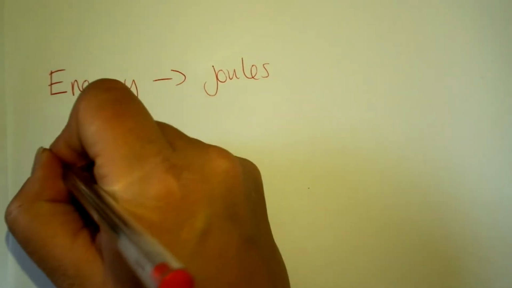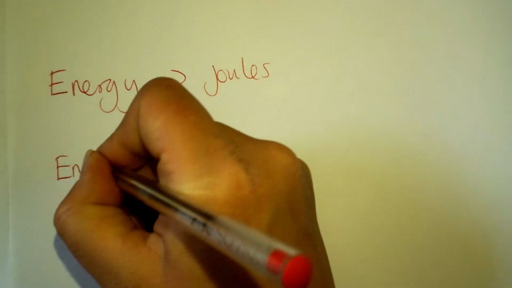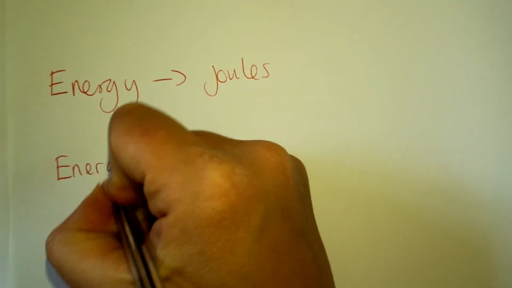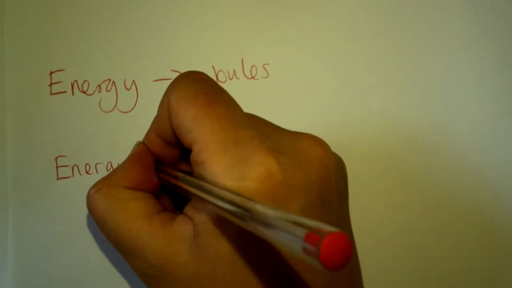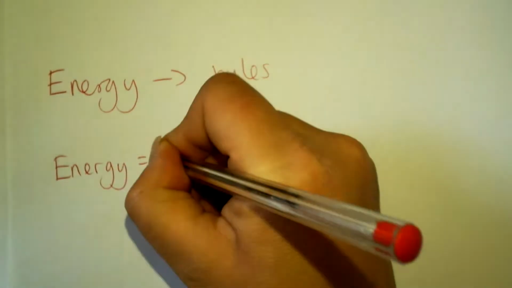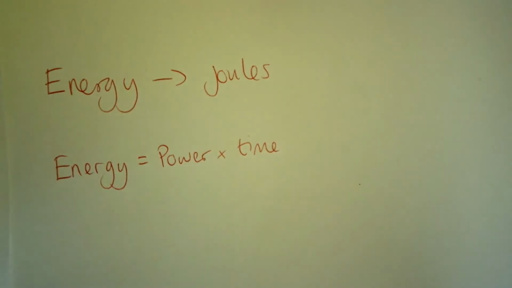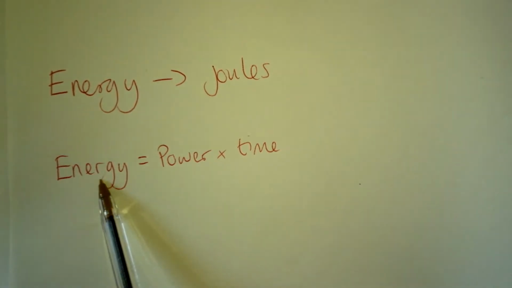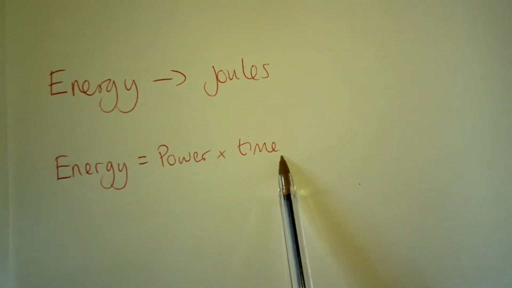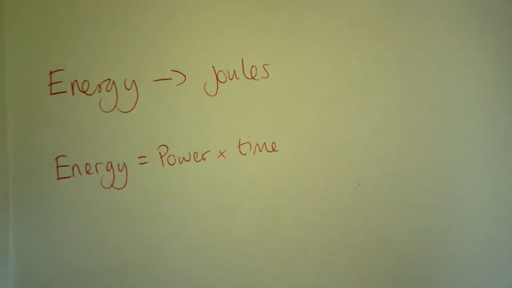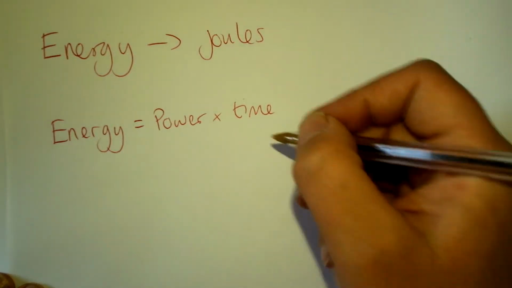So I'll remind you of the formula, and actually we've got quite a lot of formulae now, so it might be worth making a little page in your book with some of these on. I'll go through those at the end of this video, the ones that we've done so far. So energy is power times by time. Okay, so we need to know what power is in order to work out what energy is.